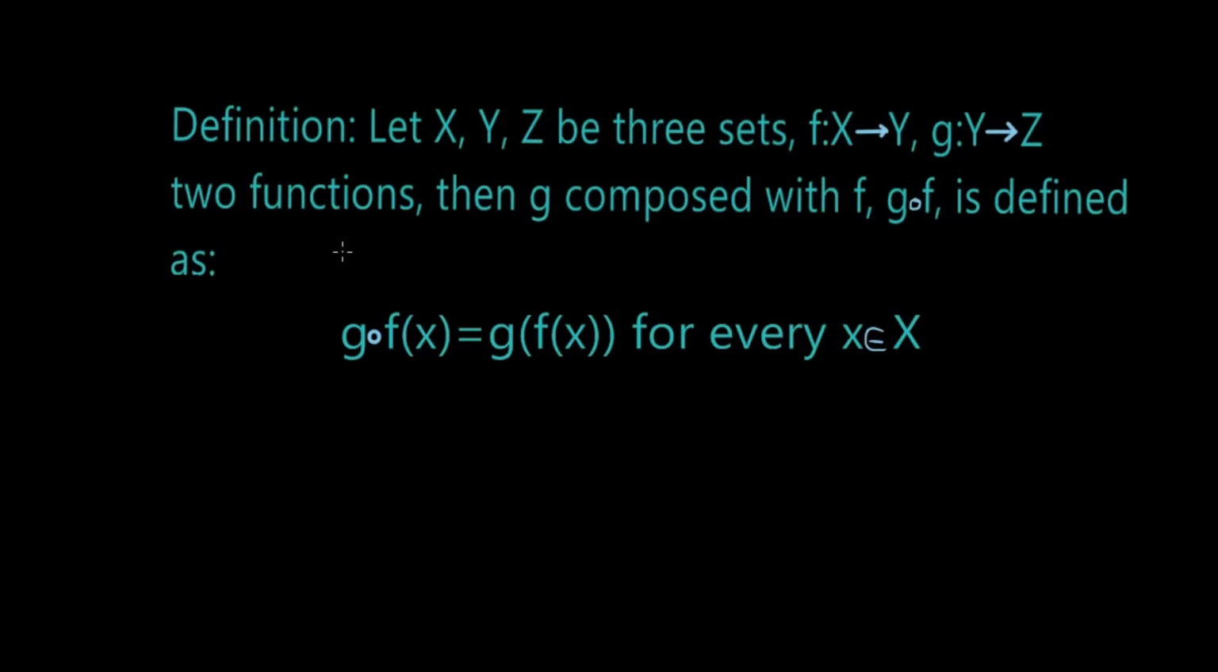I'll start this video with a definition that is used a lot, not only in algebra but also in analysis. So we have three sets, X, Y, and Z, and two functions, f that goes from X to Y, and g goes from Y to Z. We call the composition of g with f g circle f, and it's defined as g evaluated in f of x for every x in X.